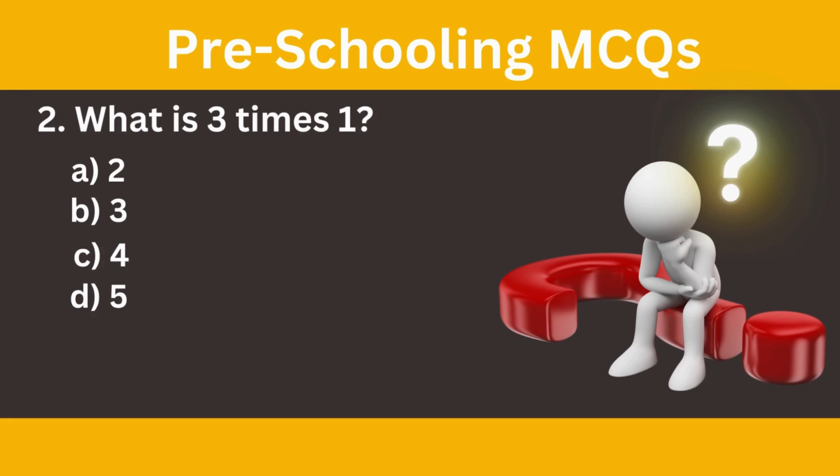2. What is 3 times 1? A. 2b, 3c, 4d, 5. B. 3.